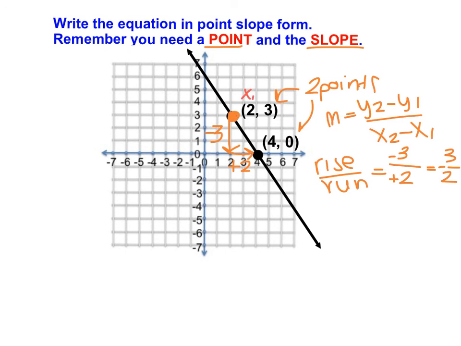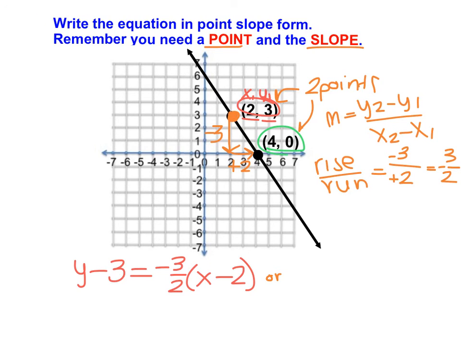Here, for the first point, I'm going to use 2, 3. So I'm going to do y minus my y-coordinate, which is 3, is equal to my slope of -3 over 2 times, in parentheses, x minus my x-coordinate, which is 2. So that's one example of a possible answer that you might have here for the equation of this line in point-slope form.